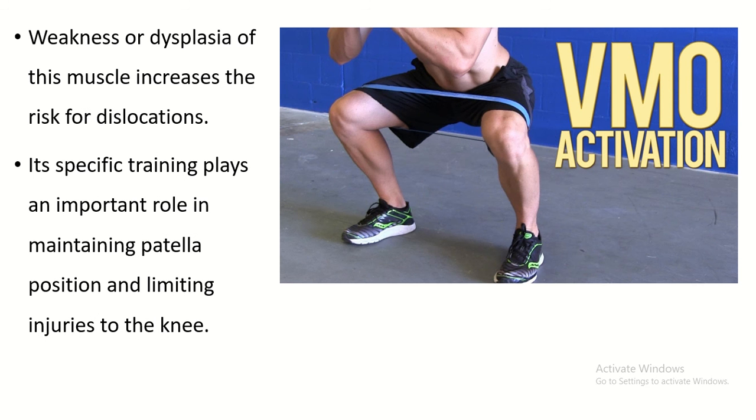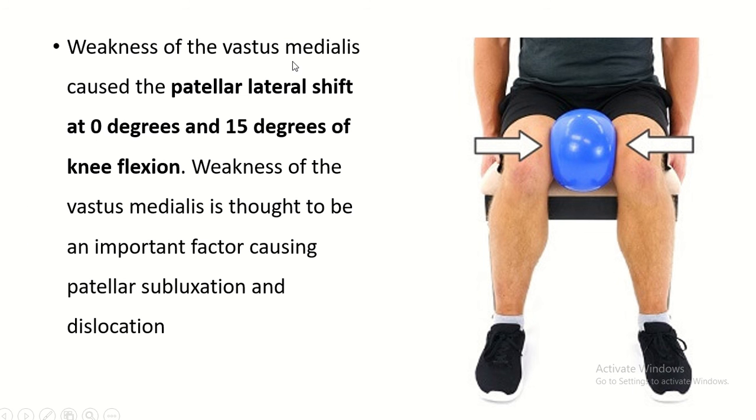The weakness and dysplasia of this muscle increase the risk of dislocation. Specific training plays an important role in maintaining patellar position and limiting injury to the knee. Weakness of the vastus medialis also causes lateral patellar shift at 0 to 15 degrees of knee flexion. Weakness of the vastus medialis is thought to be an important factor causing patellar subluxation and dislocation.